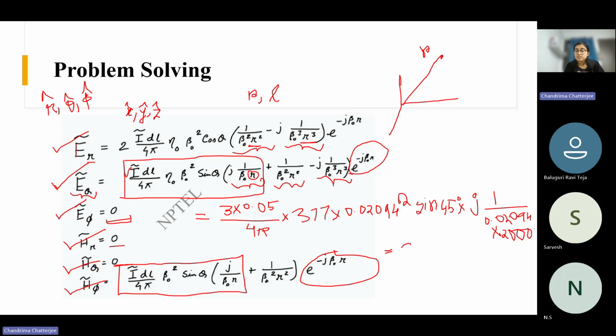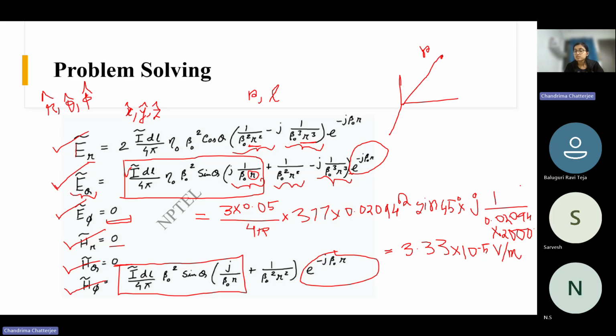Okay, so I am getting 3.33 into 10 power minus 5 volt per meter. And if we convert it to microvolt per meter, then we have to multiply by 10 power 6, and then it will become 33.3 microvolt per meter. Okay.